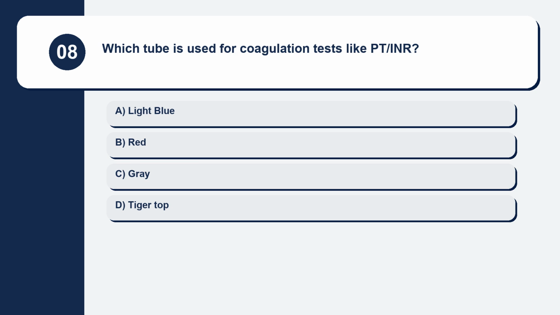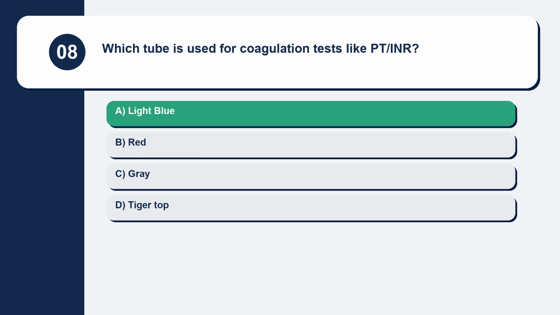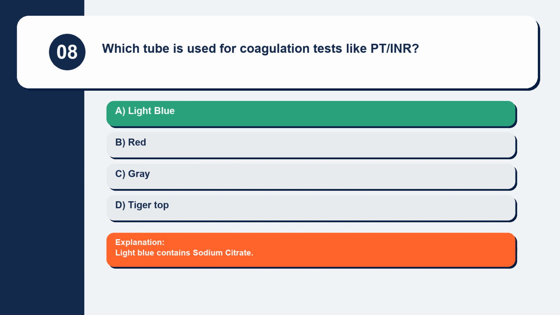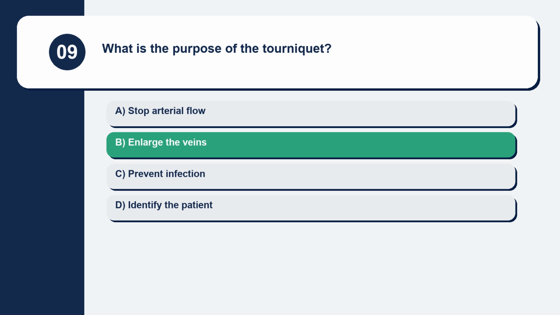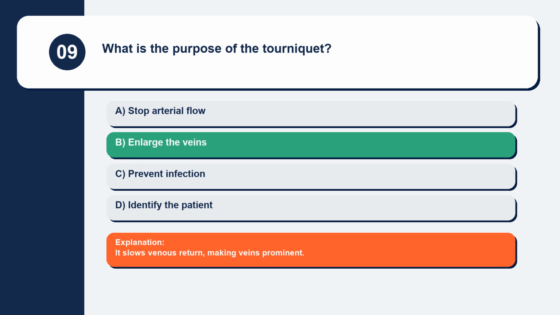Question 8. Which tube is used for coagulation tests like PT/INR? Light blue, red, gray, tiger top. Light blue contains sodium citrate. Question 9. What is the purpose of the tourniquet? Stop arterial flow, enlarge the veins, prevent infection, identify the patient. It slows venous return, making veins prominent.